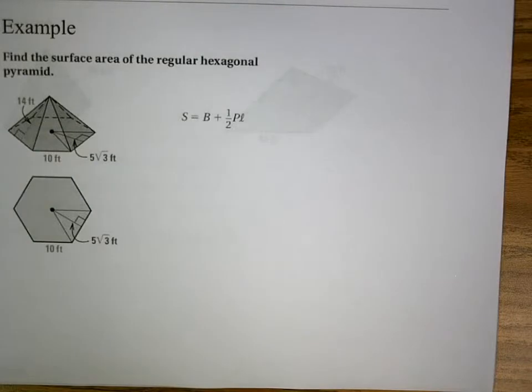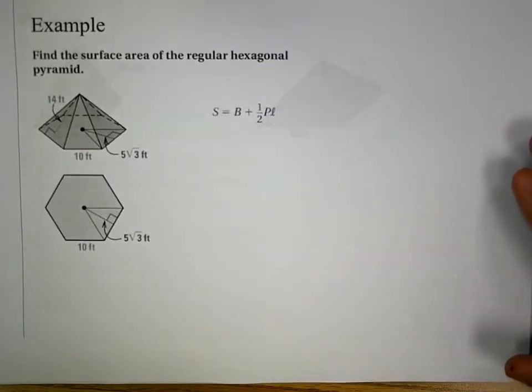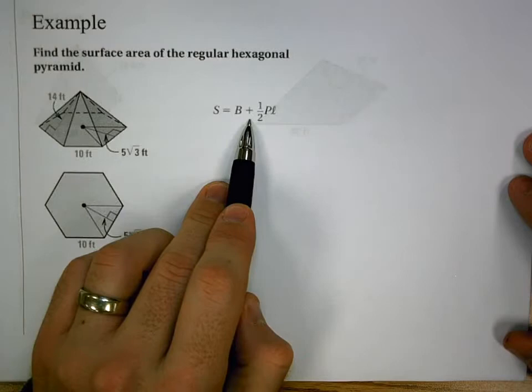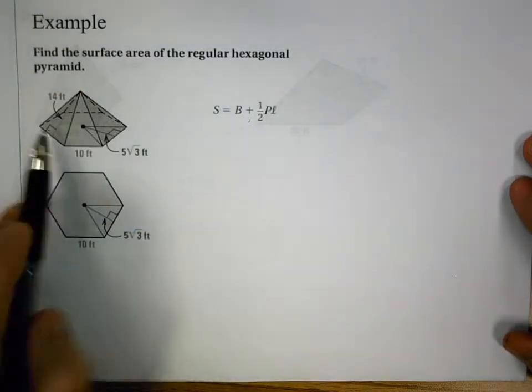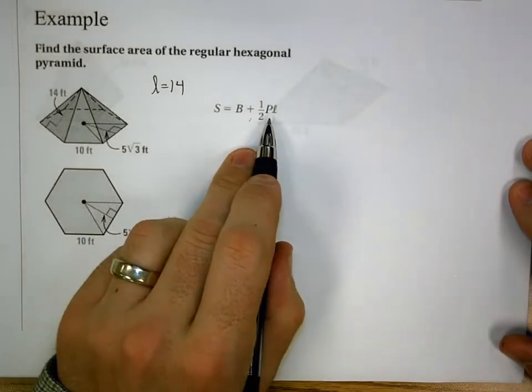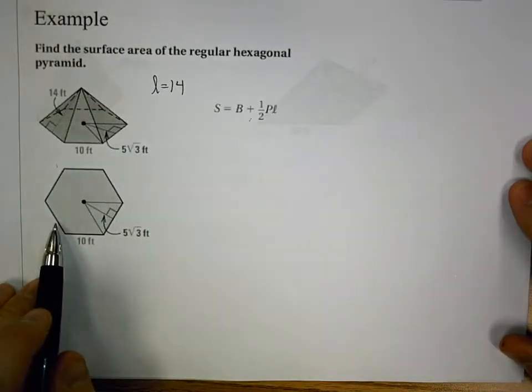Okay, let's go a little bit further now, and look at what happens if we had a regular hexagon as our base to find our area. So, this is our formula we're going to use. We have a slant height, 14, so we know that already. We need the base area and the perimeter of the base. So we're going to use this hexagon to help us find it.